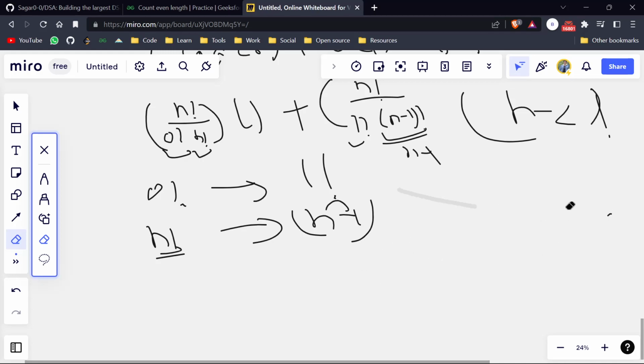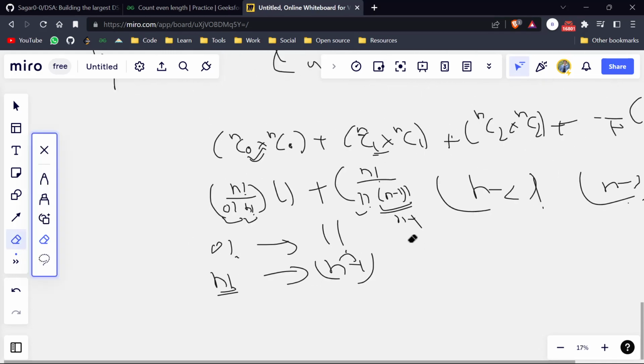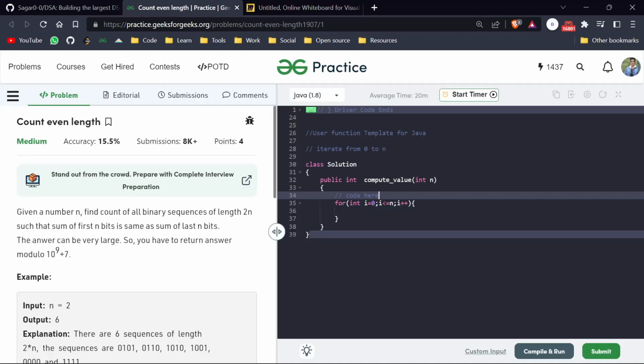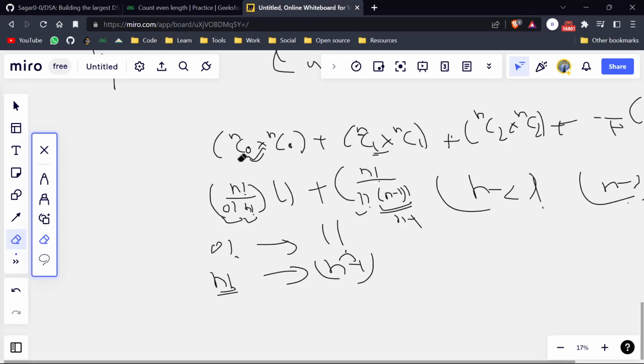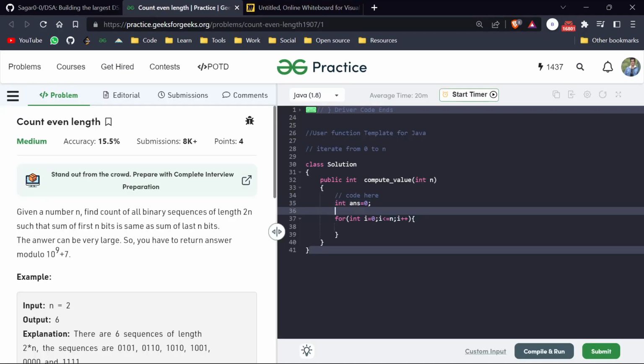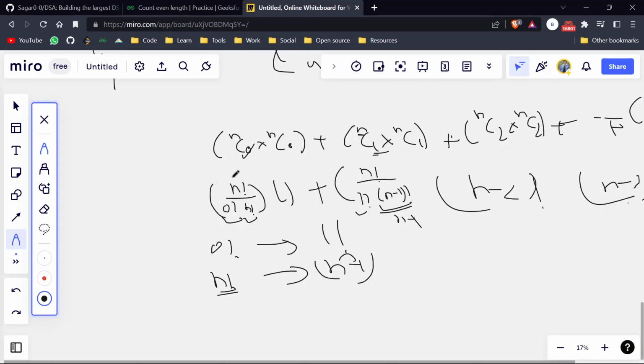And let me just write the code for it. So first of all, we have to make answer here. That will start from 0. So first of all, we have to find out this term, that is NC0. So what is NC0? Every time we don't have to calculate our NC0 or NCr any value from scratch.